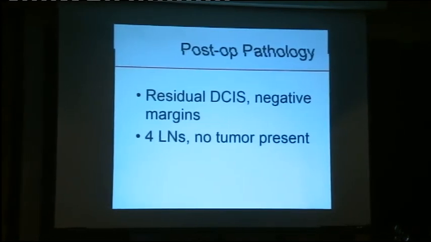So the final pathology report read as residual ductal carcinoma in situ, focal, negative margins, and with her targeted axillary dissection, 4 lymph nodes were excised. 3 of them were sentinel lymph nodes. 1 was the clip lymph node. All of them were negative. There was no residual tumor.